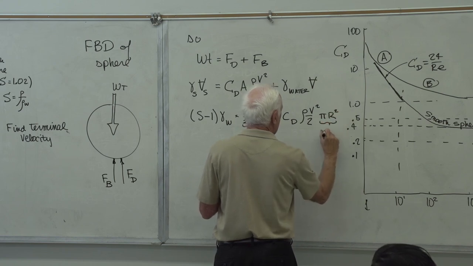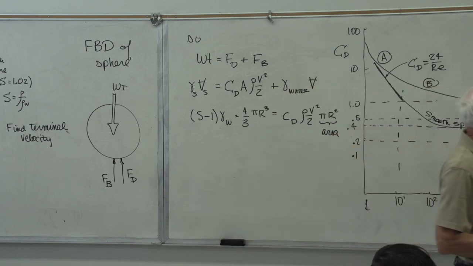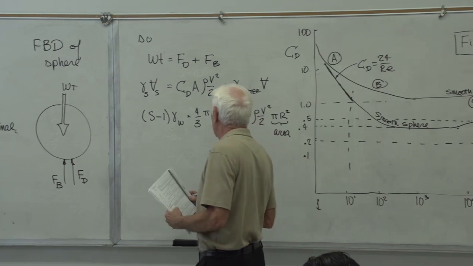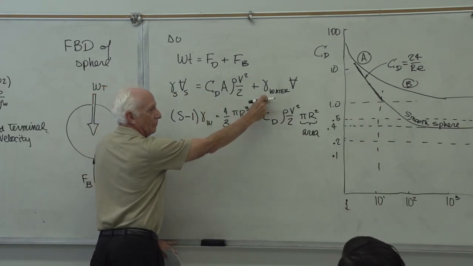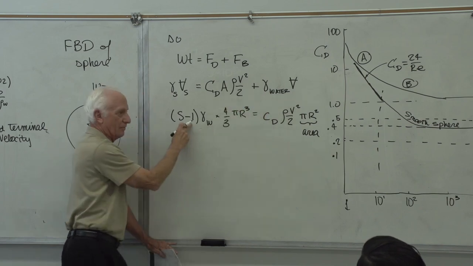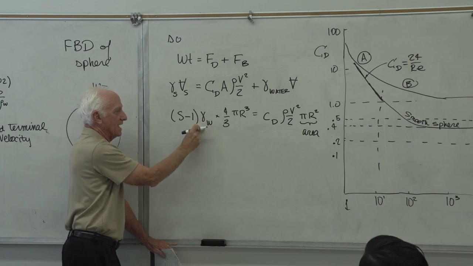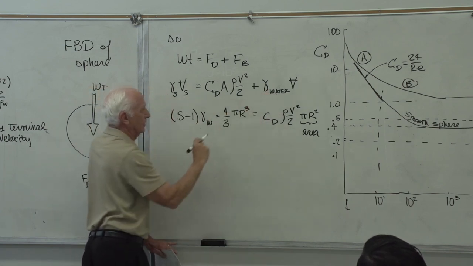This is the frontal area. Don't forget, for a sphere, the area is the frontal area. It's a circle, pi r squared. Where'd that 1 come from? Over here. What's gamma of water? S is 1 for water. What's gamma of the sphere? Capital S times gamma water. So this term here is this term minus that term. Okay, minus sign.